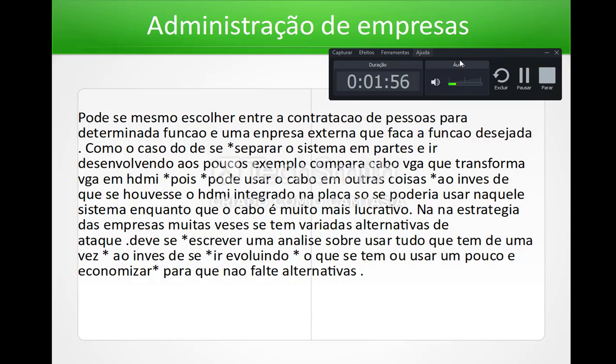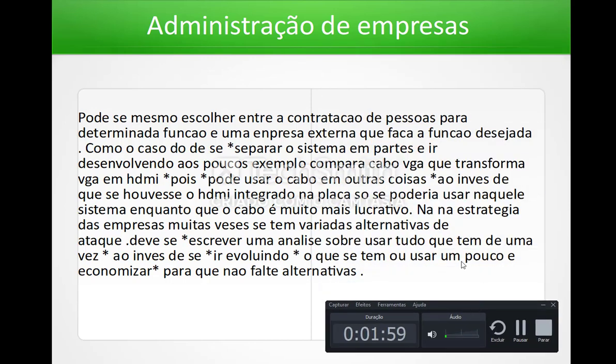In the strategy of companies, many times there are several alternatives of attack. You should write an analysis about using everything you have at once instead of evolving what you have, or use a little and save so that you don't miss alternatives.